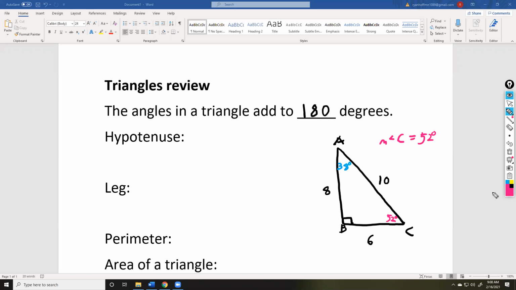All right, a couple other terms. Hypotenuse. We talked about this. There was a whole theorem for congruent triangles called hypotenuse leg. So we've definitely talked about this. Hypotenuse is the longest side in a right triangle across from the right angle.